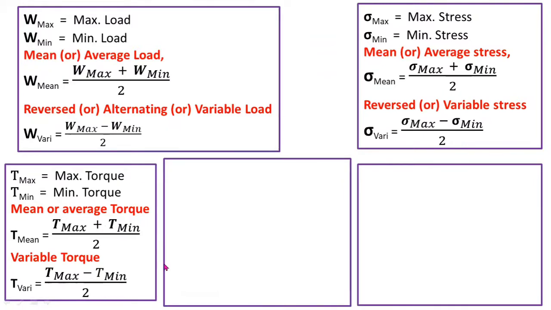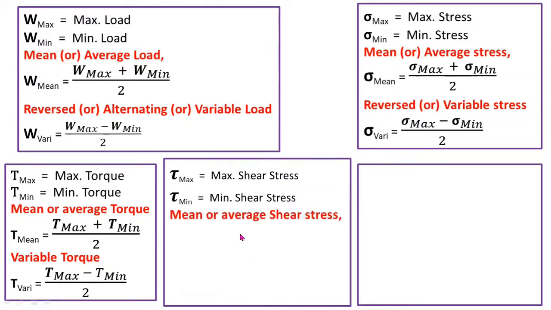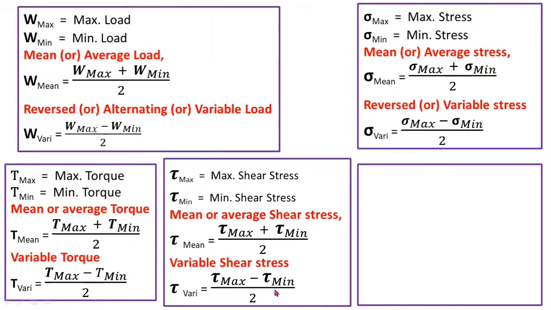Okay. Now, in a similar way, if you are considering the shear loads and shear stresses, then tau max is the maximum shear stress and tau minimum is the minimum shear stress. Okay. And this one is mean or average shear stress, tau mean, equals maximum shear stress plus minimum shear stress by 2. Variable shear stress, tau variable, equals maximum minus minimum shear stress by 2.